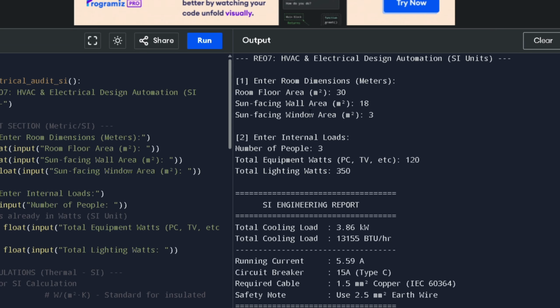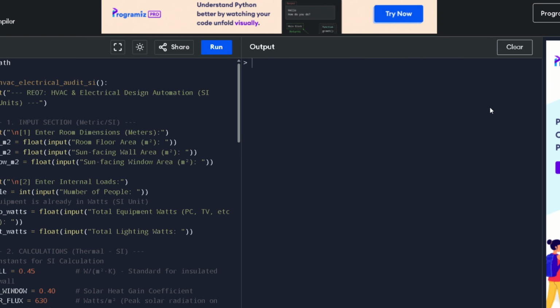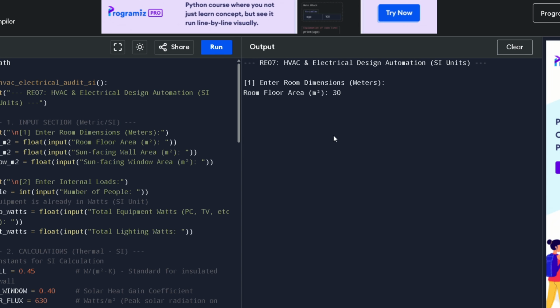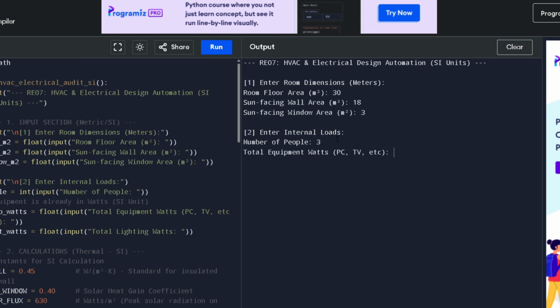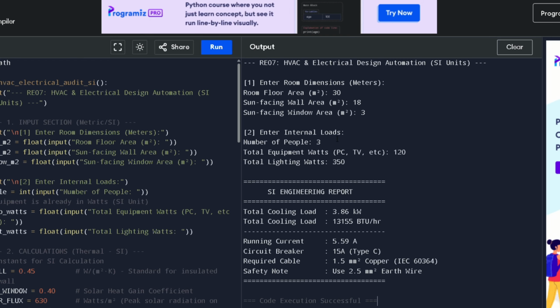We just built a real HVAC plus electrical design tool using mechanical engineering plus Python automation: room data to heat transfer calcs to cooling capacity to unit conversions to cable and protection sizing. Modern engineers code to save time, kill errors, and boost accuracy. Next on RE07, add live weather API data plus smarter material selection.